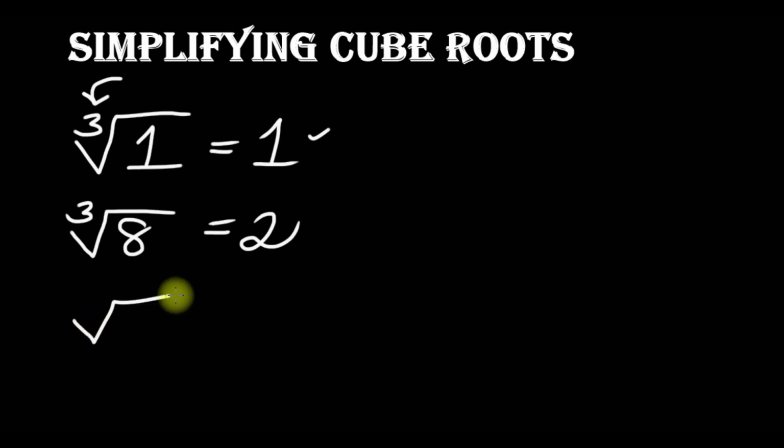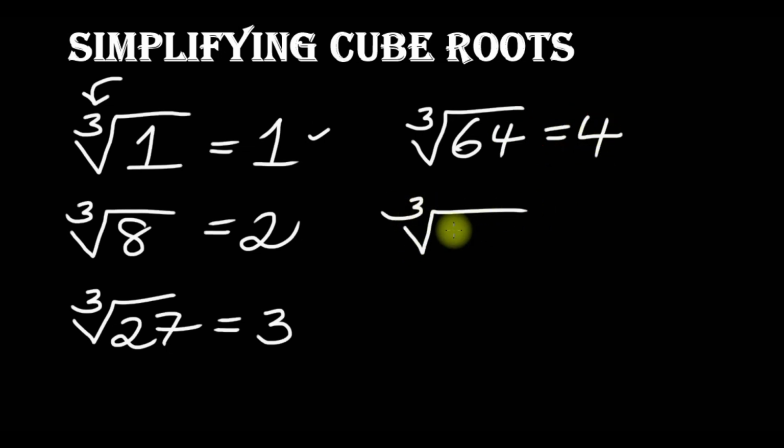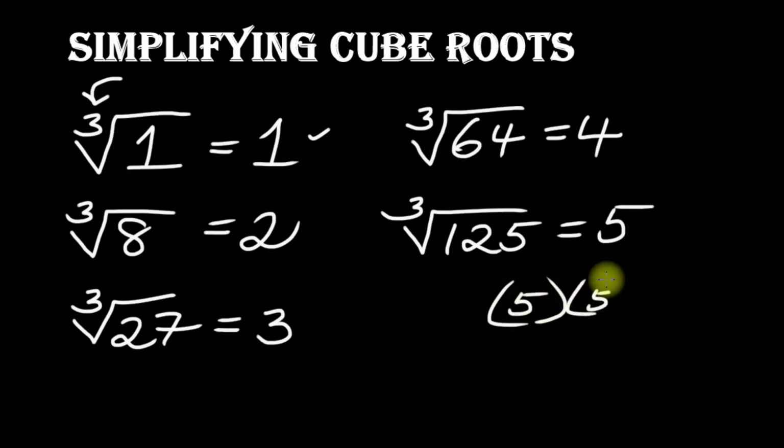And then the cube root of 27. Well, cube root of 27 is going to be 3. And then the next one would be cube root of 64, and that's going to be 4. And then cube root of 125 is going to be 5, because 5 times 5 times 5, 3 times, is 125. So these are the first 5 perfect cube roots.